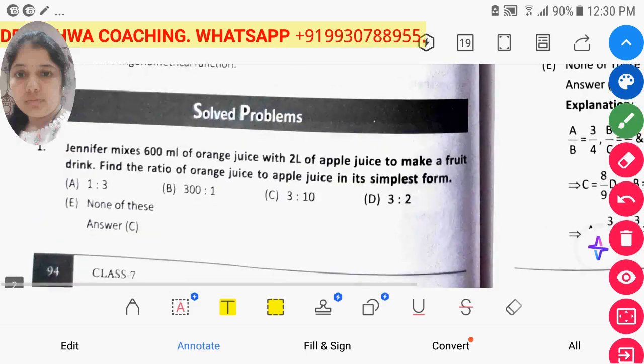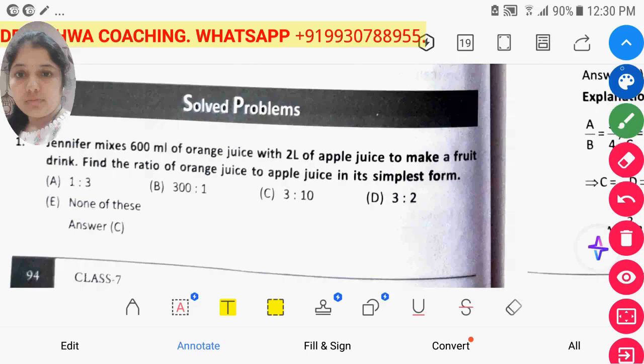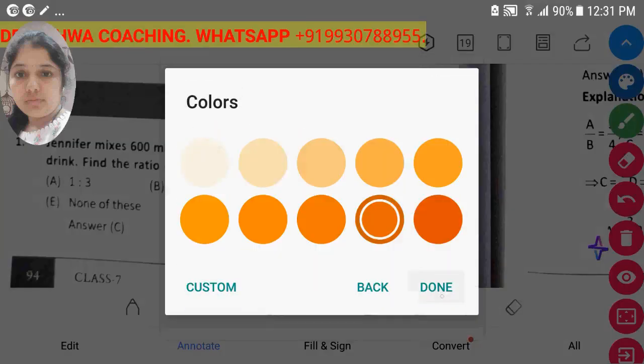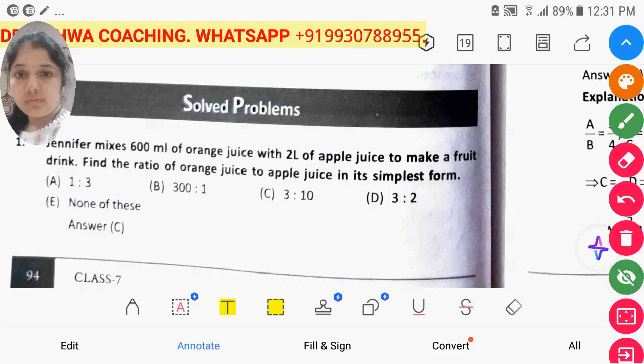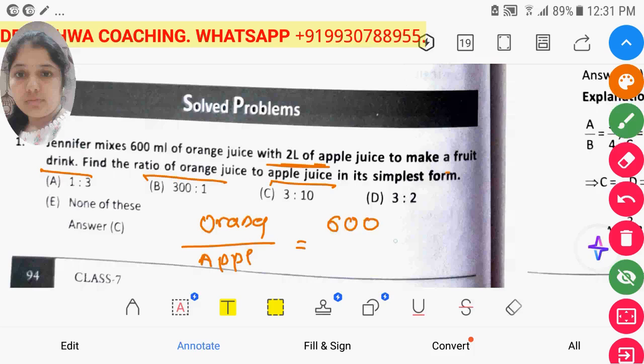Now the very first solved problem: 600 ml of orange juice is mixed with 2 liters of apple juice to make a fruit drink. We have to find the ratio of orange juice to apple juice. The quantity of orange juice is 600 ml. The apple juice is in liters, so we must convert it into ml. 1 liter is equal to 1000 ml, so 2 liters is equal to 2000 ml.